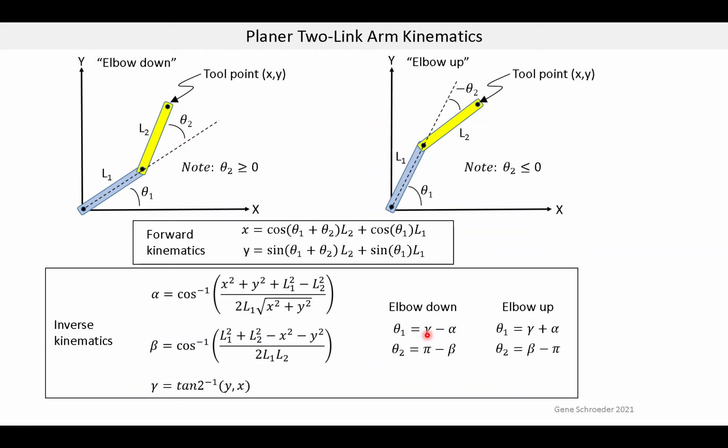Now, why are there two sets of equations? Well, in general, there are two solutions to this problem, and we call them elbow down and elbow up. And in fact, these two pictures try to represent this. I think you can imagine that if you have a point here, this joint here could either be down in this down position or it can be in this up position. And those are the two solutions.